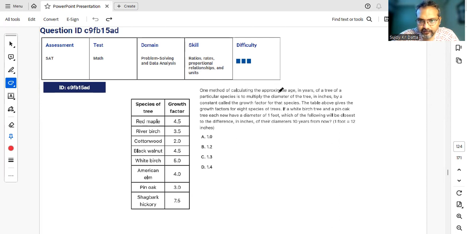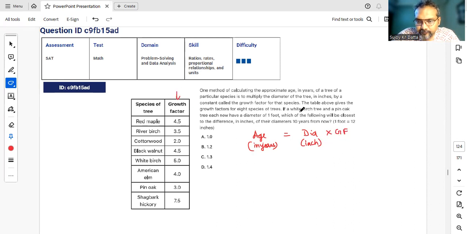So here we have this one. One method of calculating the age in years is to multiply the diameter in inches with the growth factor. This is the growth factor given here.